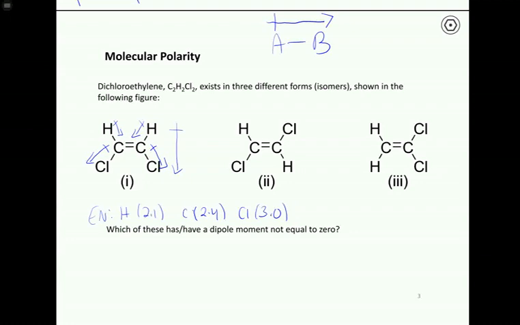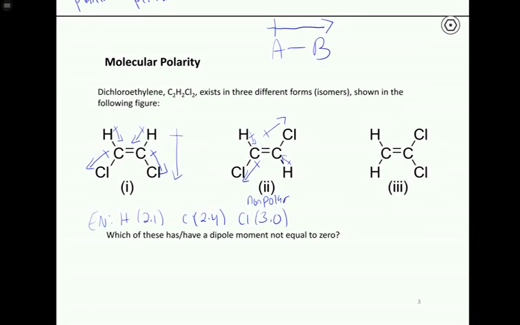If we go to choice 2 here, we have dipoles pointing from hydrogen to carbon, but those two are pointing in exactly opposite directions, and then same with our carbon-chlorine dipoles, which point towards the chlorines. Those are in opposite directions. So here all of the dipoles cancel out, and so this one is going to be nonpolar, or it's going to have a 0 dipole moment.